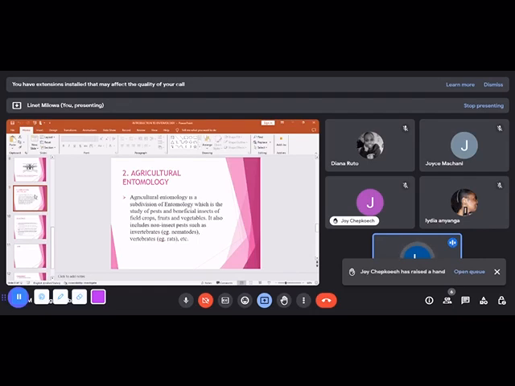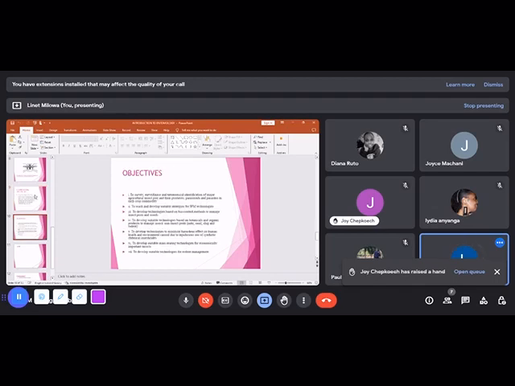So we're going to learn different types of agricultural entomology, how to prevent those insects, and again, agricultural entomology is divided into sub-branches which you're going to learn about in our next class. That is the agricultural entomology, and majorly it has some objectives.